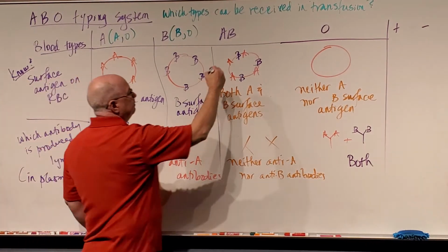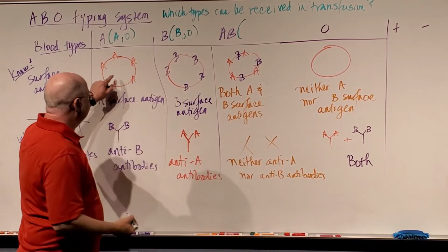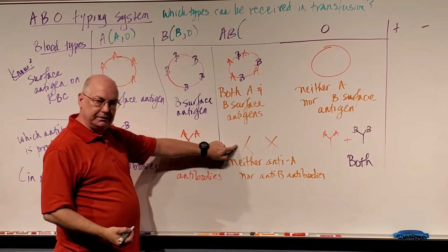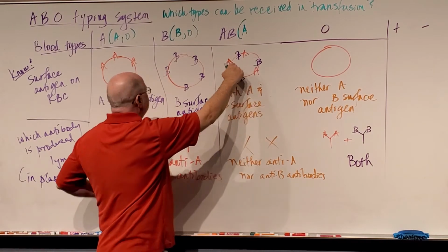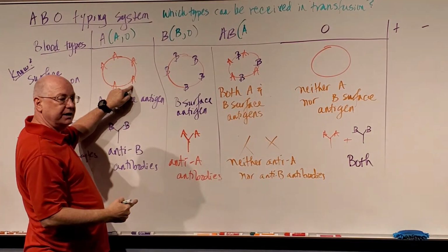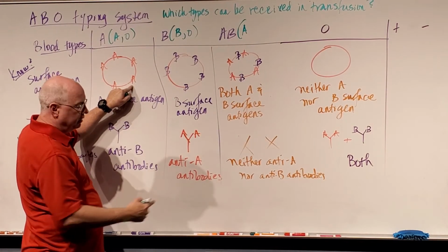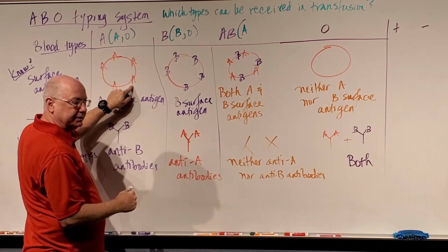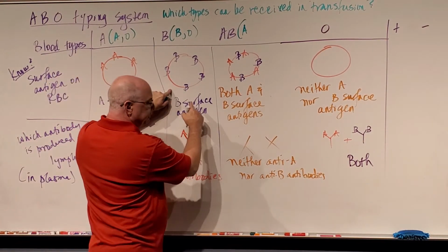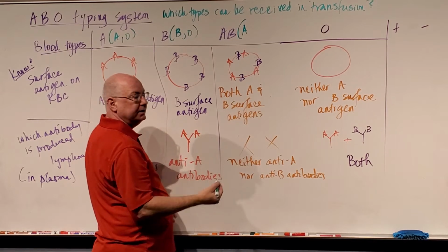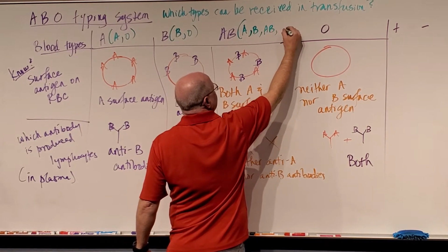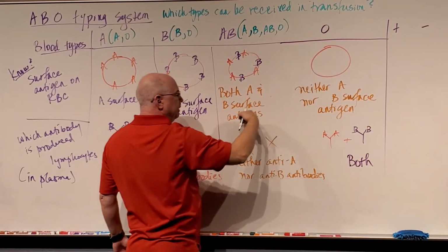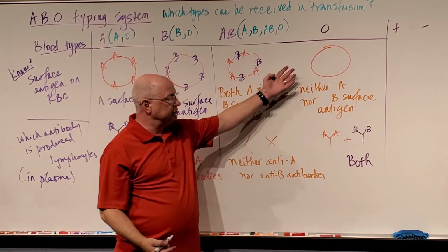Let's go to AB. Can I put type A blood in this person's body? The answer is yes. Since they have A's on their surface, they can receive any cell that has an A on its surface because they don't have an antibody against that antigen. They can also receive type B blood because they lack the anti-B antibody. They can also receive AB blood, and they can receive O blood because there's no antibodies against the surface antigens.